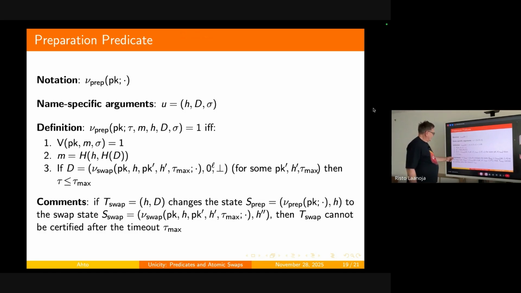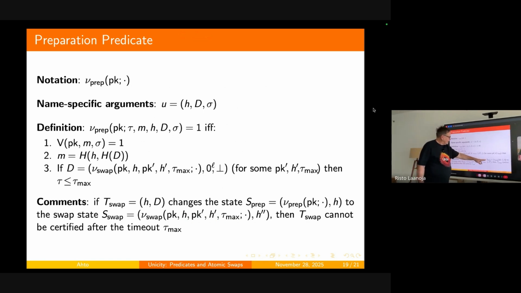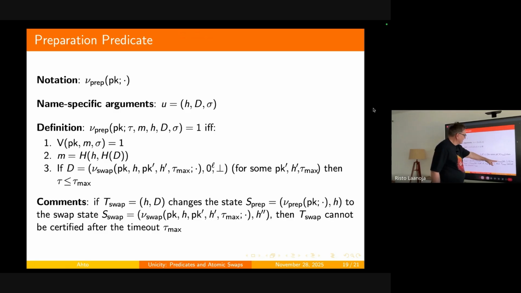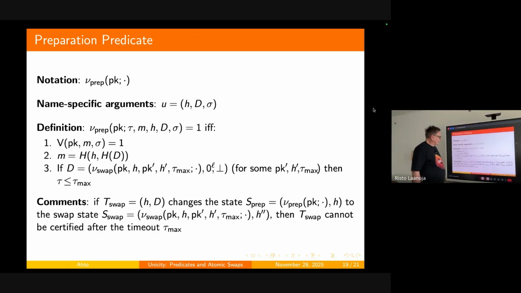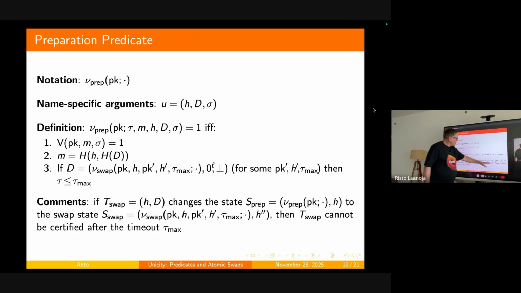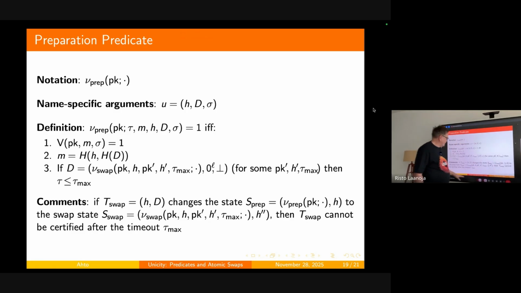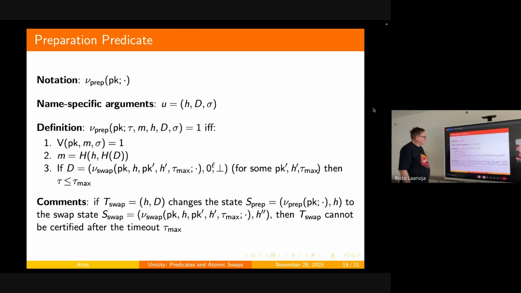And so if T is a swap transaction that changes the preparation state to a proper swap state, then this transaction cannot be certified after the timeout. So that's what this predicate guarantees. That's why we have to prepare tokens before the swap.